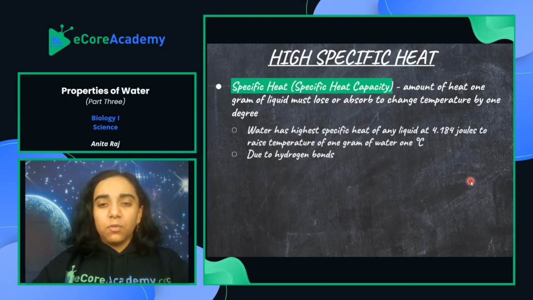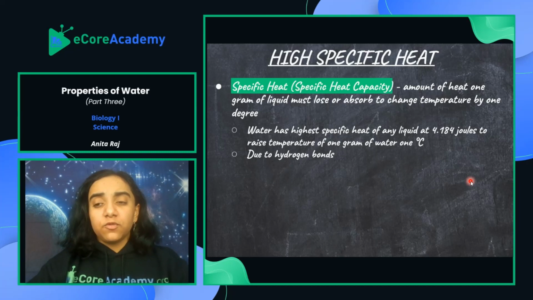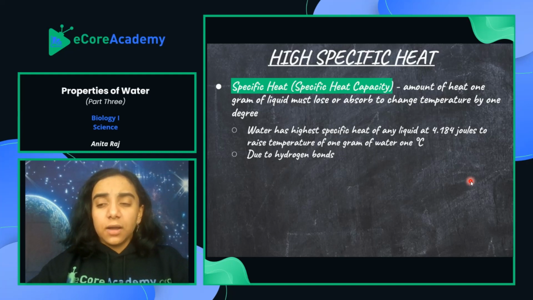We'll talk about how water has high specific heat. It has the highest specific heat, actually, of any liquid, at 4.184 joules to raise the temperature of 1 gram of water 1 degree Celsius. So 4.184 joules is pretty high. Like we said, water has the highest specific heat of any liquid, and you need to add or take away 4.184 joules of heat from water if you want to change water's temperature by 1 degree Celsius.